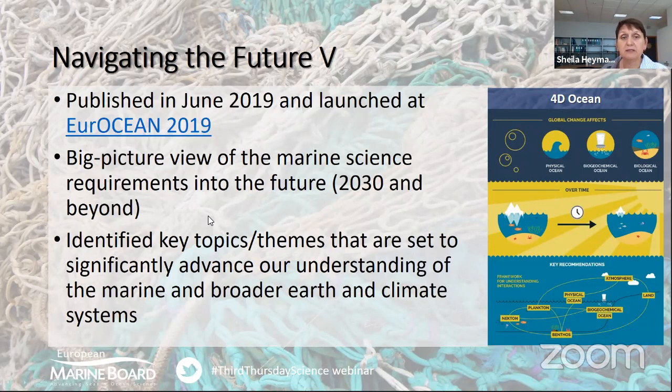The specific topic that Nando will be talking about today is in the chapter on the 4D ocean, and as I said, if you haven't read it, it's definitely worth a read. You'll see here we have some infographics that go with it. This is the infographic for the 4D ocean.